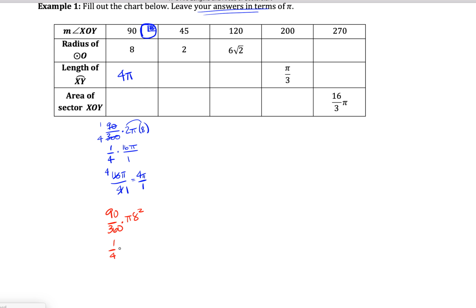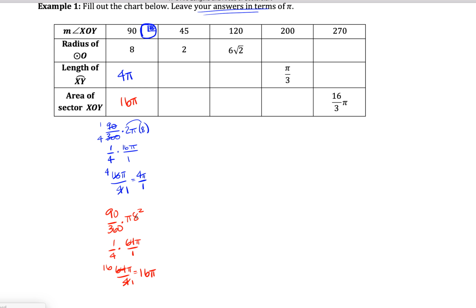So this will be 1/4 times 64 pi over 1. So this will turn into 64 pi over 4. Now I can reduce these both, I can divide both of these by 4 again, so that'll be a 1, and that'll turn into a 16. So now we're looking at 16 pi. 16 pi for the area of that sector.